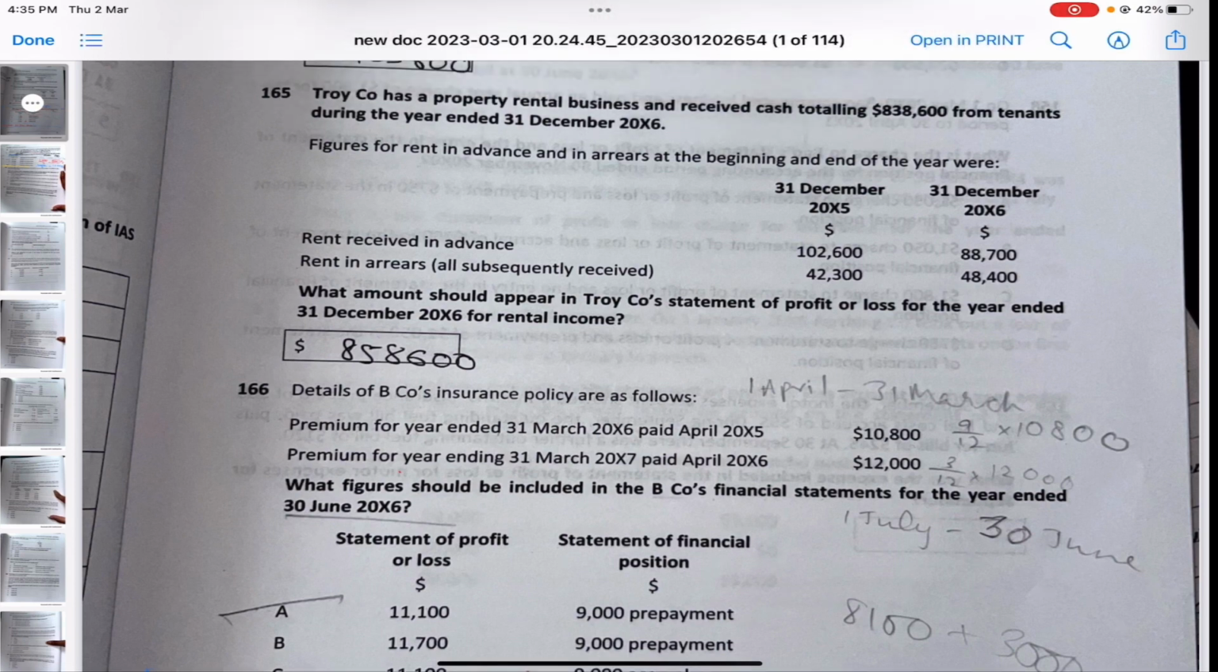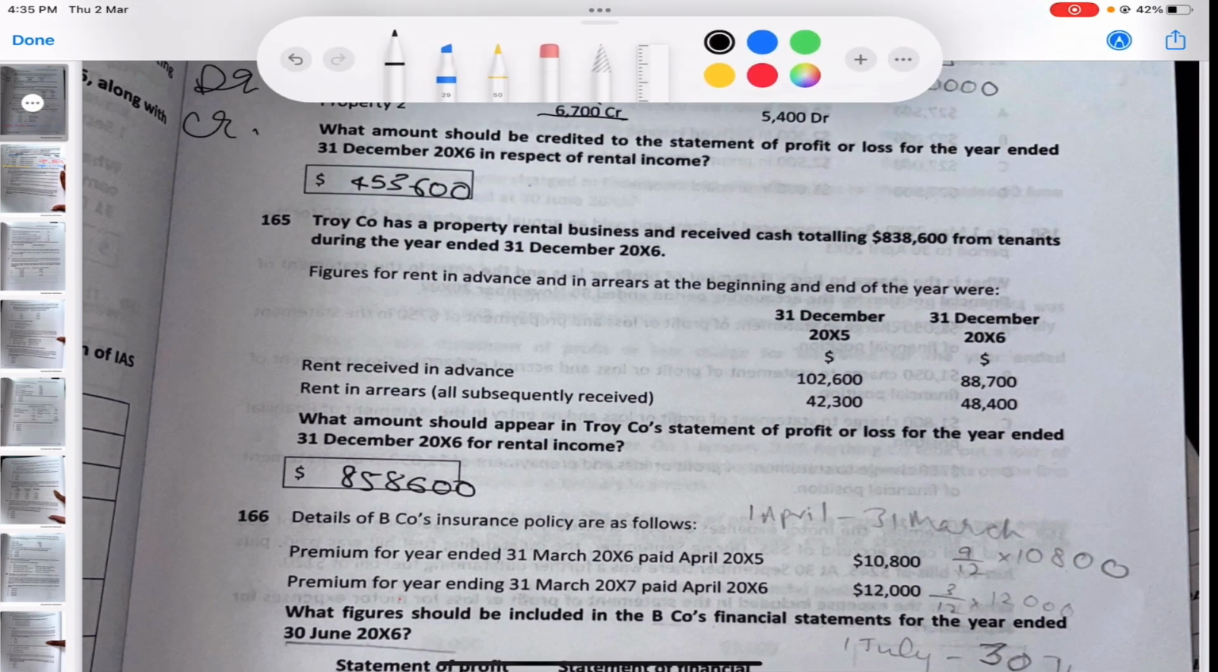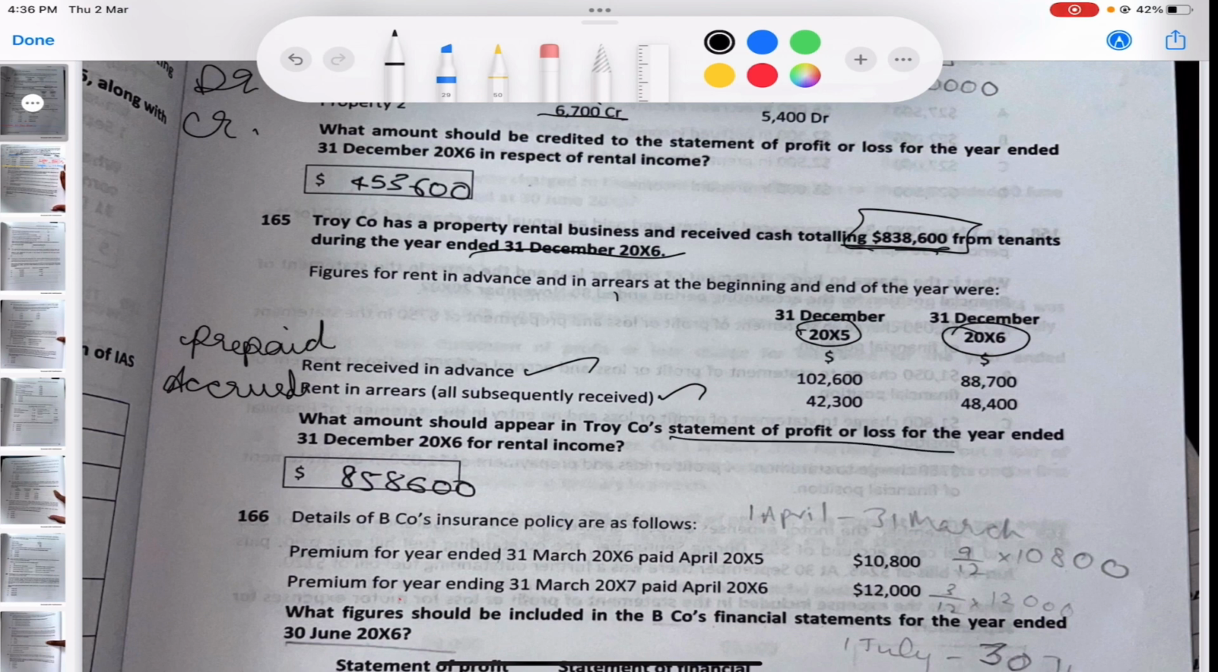Okay. So we have Troy Company has a property rental business and received cash totaling this much. So this much has been received in the cash, which means in the bank. So for the year ended, figures of rent in advance and arrears. What is arrears? Arrears is accrued. So 2005 will be my opening and 2006 will be my closing. So this is my prepaid and this is my accrued. So we know the format of what we are supposed to find out. We are supposed to find out the P&L value.